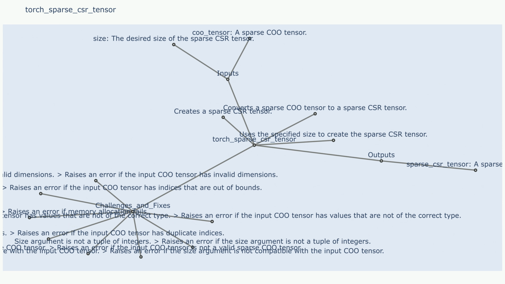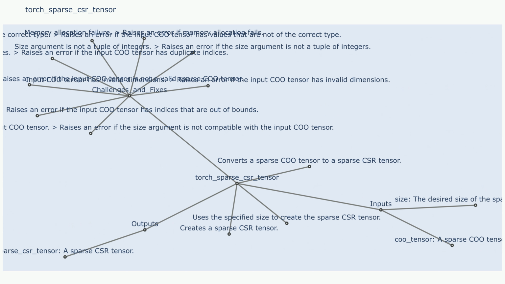Challenge 2: the input coo_tensor contains duplicate row and column indices. Sample use case: a sparse matrix where multiple non-zero elements share the same row and column index. Fixes: before converting to CSR, remove duplicate entries from the input coo_tensor by aggregating their values.